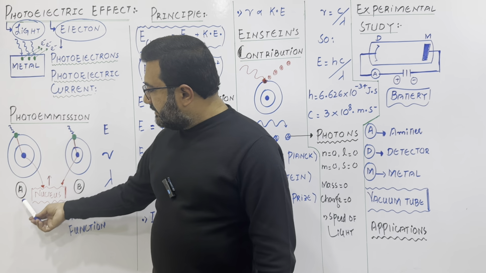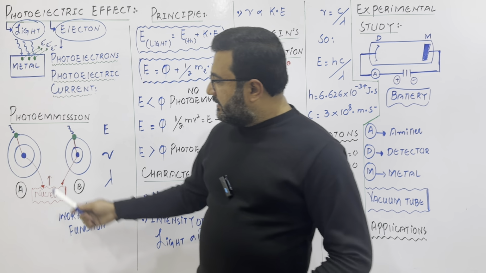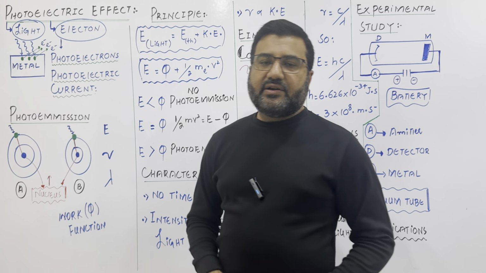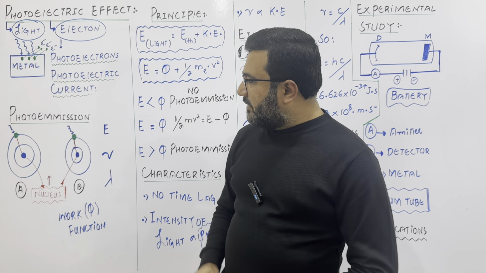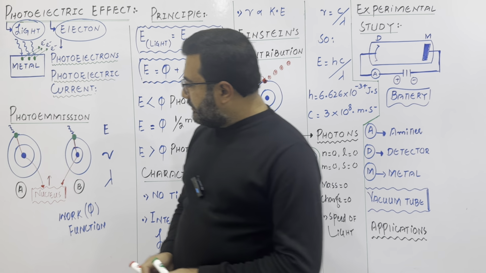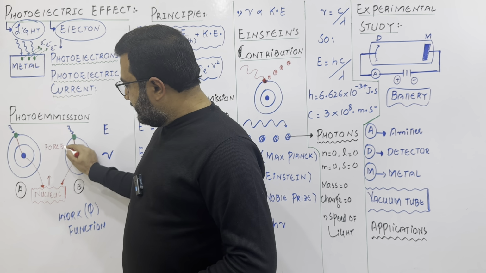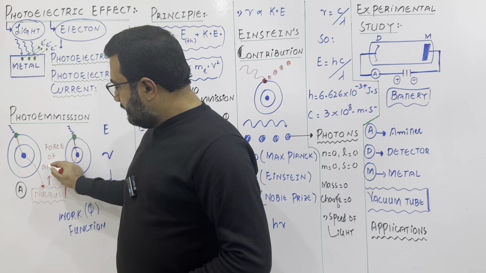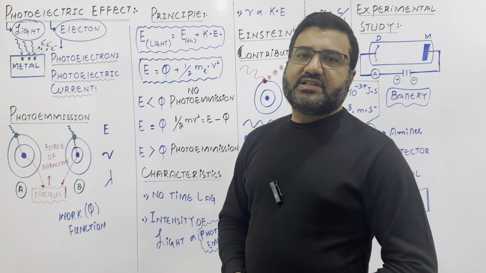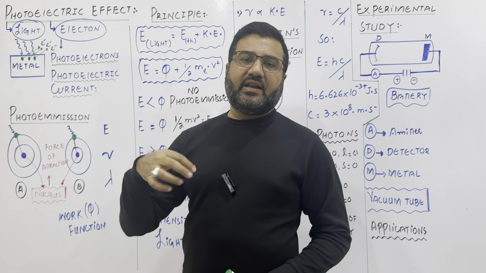My dear students, now let us talk about how this photoemission takes place. I have drawn two atoms. This atom belongs to metal A, this atom belongs to metal B. This one is the nucleus of both atoms, and this green shows the electron in the valence shell. Now, this red line between the electron and nucleus is showing the nuclear force of attraction. As the nucleus is positively charged and electrons are negatively charged, there is a force of attraction that binds the electron with the nucleus.